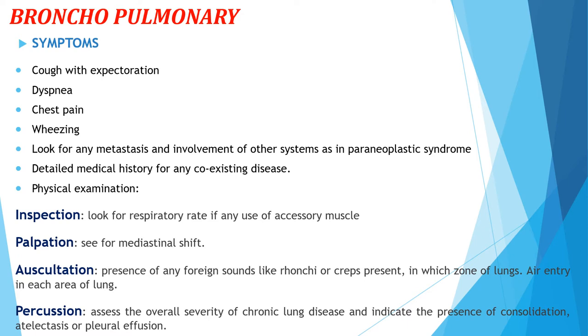Physical examination includes inspection, palpation, auscultation, and percussion. In inspection, look for respiratory rate and any use of accessory muscles. In palpation, look for mediastinal shift. In auscultation, listen for any foreign sounds like rhonchi or crepitations, and air entry in each lung. Percussion assesses the overall severity of the chronic disease and the presence of consolidation, atelectasis or pleural effusion. This covers the bronchopulmonary system and physical examination.